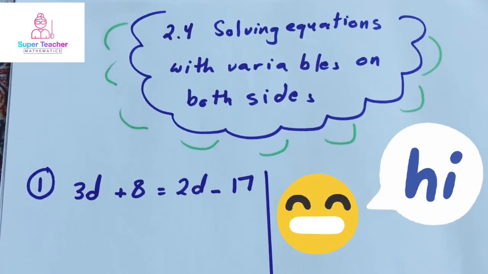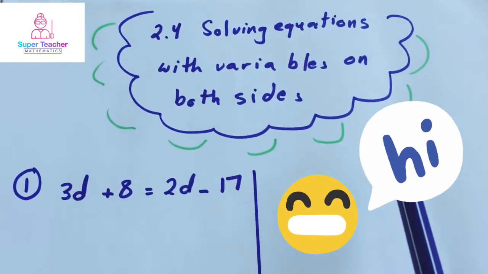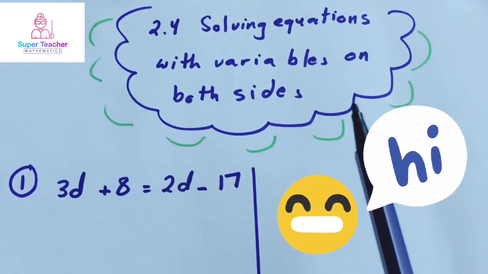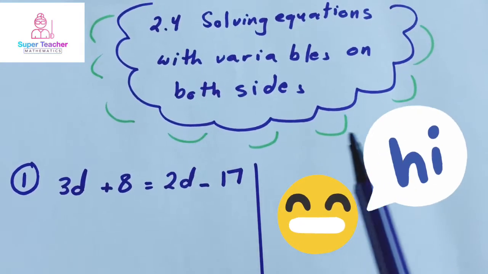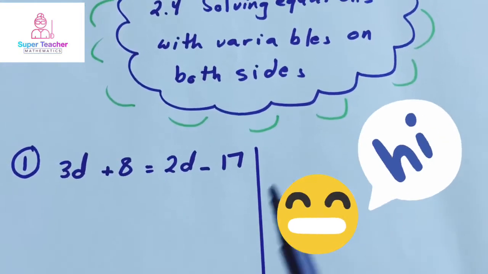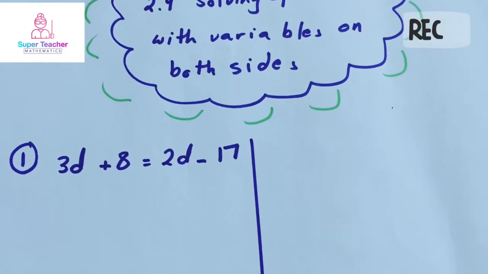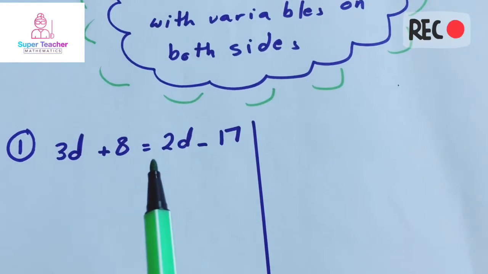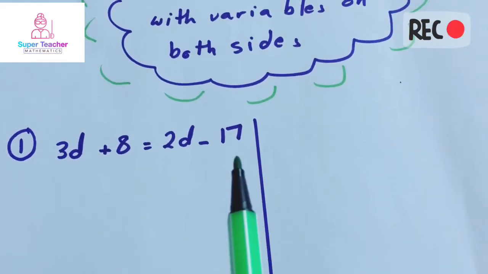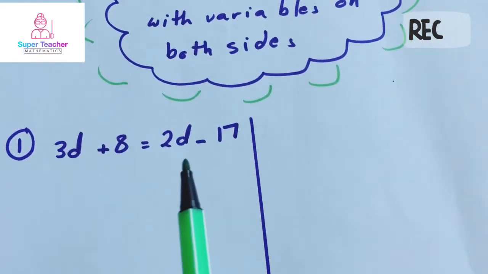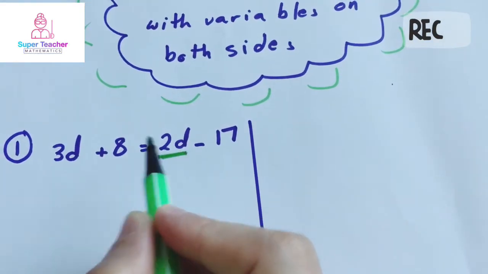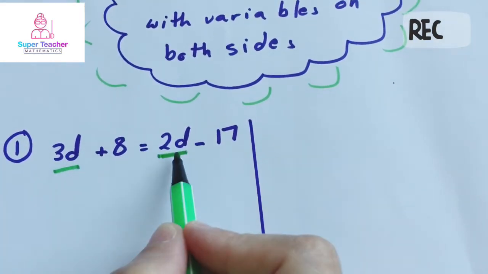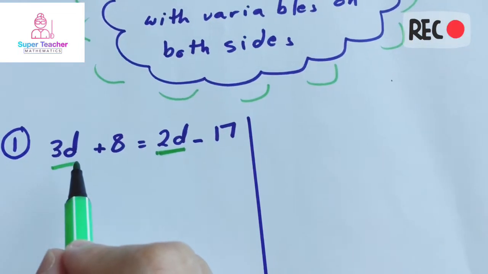Today in lesson 2.4 we are going to solve equations with variables on both sides, the left side and the right side. Let's start with question 1. We have 3d plus 8 equals 2d minus 17. Both sides have the variable: 3d on the left side and 2d on the right side.